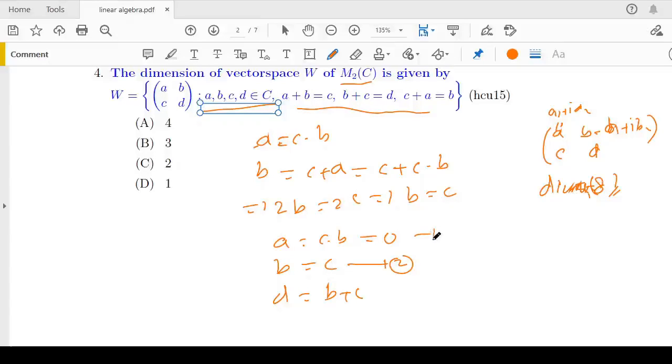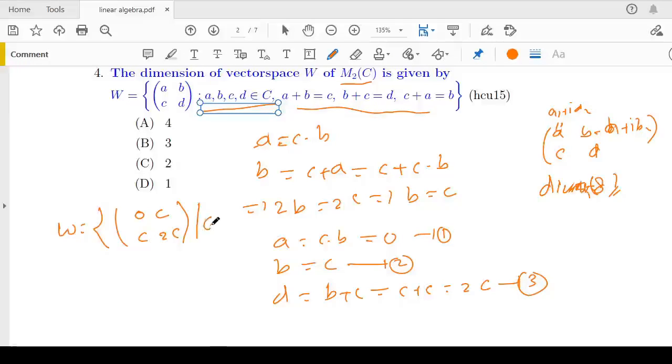This is the second equation and the first equation. This implies that C plus C equals 2C, and this is the third equation. Now substitute the values of A, B, D in this matrix. Therefore, W is the set of all elements of the form (0, C, C, 2C) such that C belongs to the complex numbers.